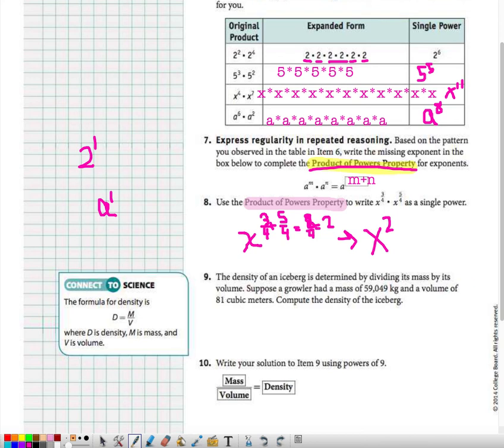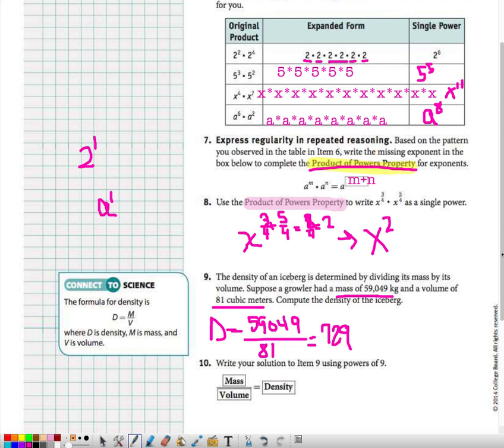And so if we have 59,049 kilograms as our mass and our volume is 81 cubic meters, we would say density equals 59,049 divided by 81. And if we plug that in, 59,049 divided by 81, that gives us 729. So that means that our density would be 729 kilograms per cubic meter.